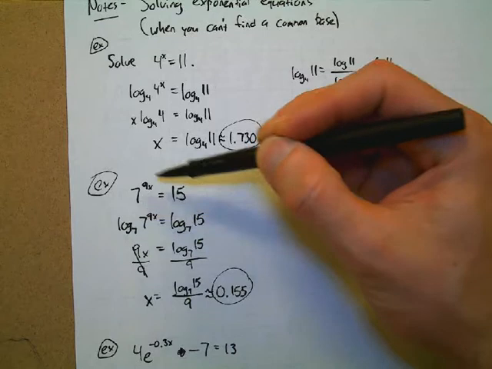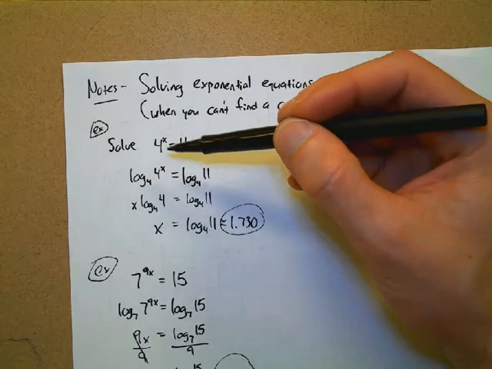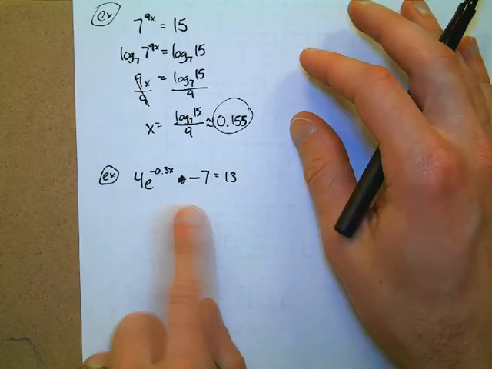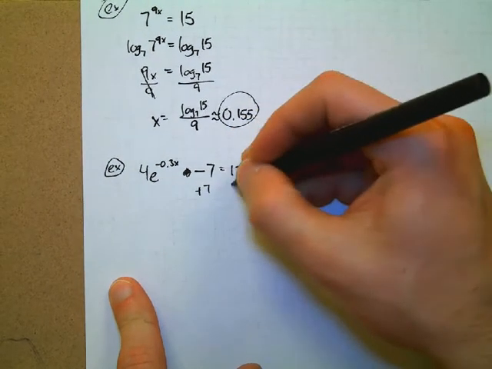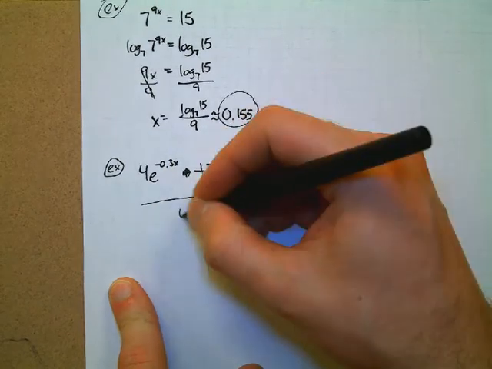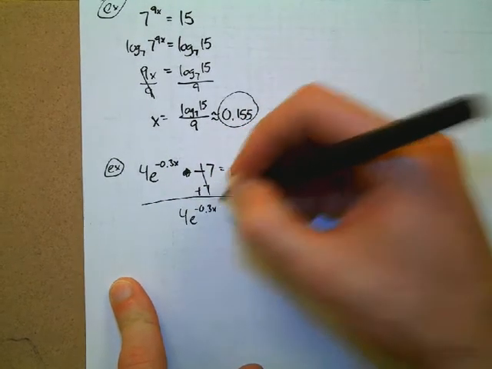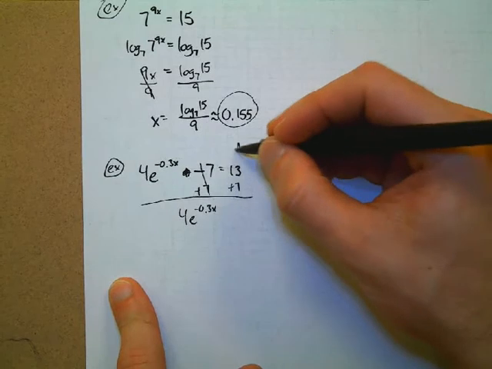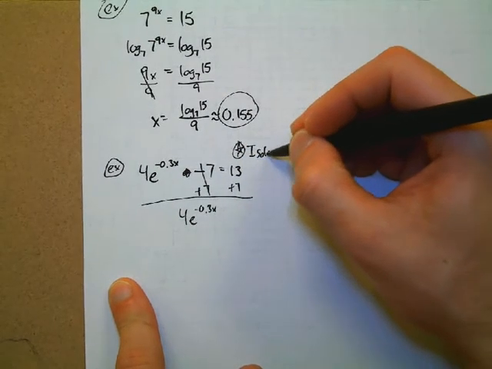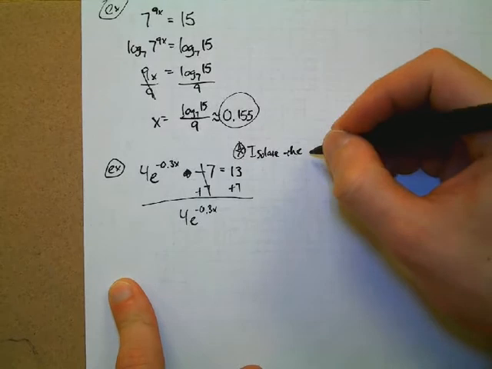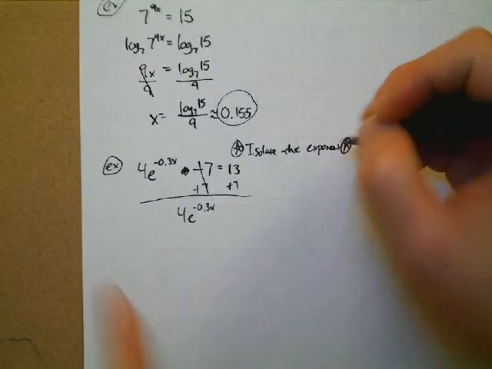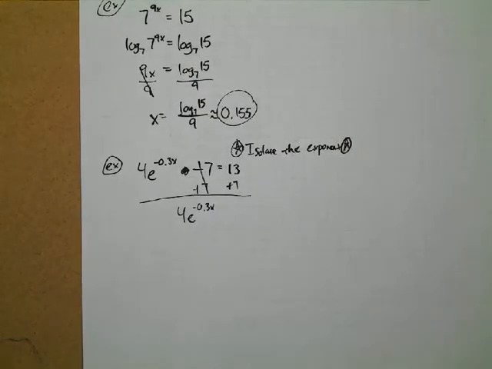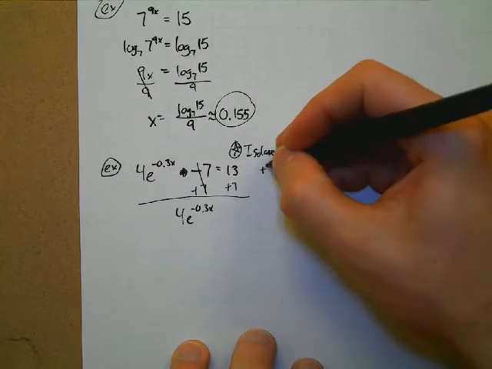So I'm going to put a little star here. Isolate the exponent. Okay, super important. Isolate the exponent. Get the exponent by itself. Then take the natural log, or then take the log. So isolate the exponent, then use a logarithm. All right, so we get 4 times e to the negative 0.3x equals 20.